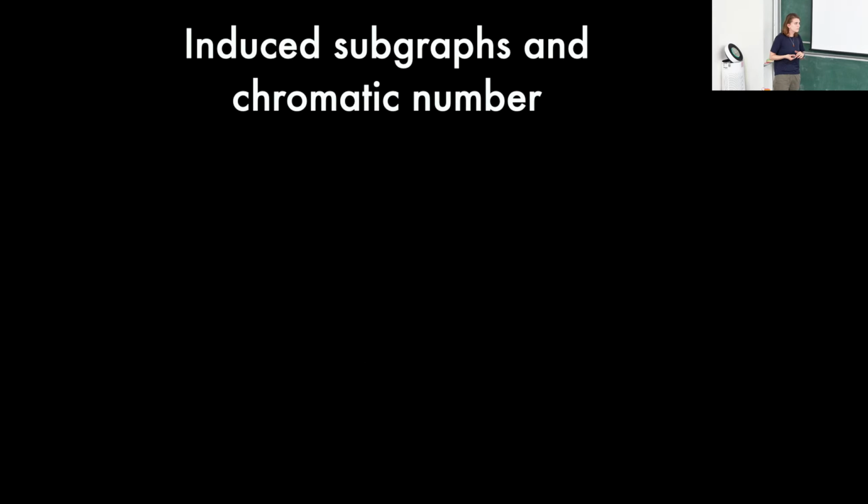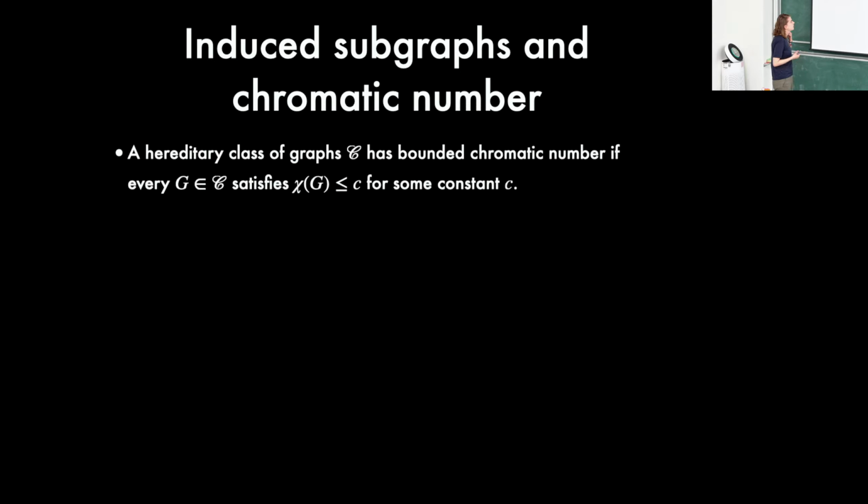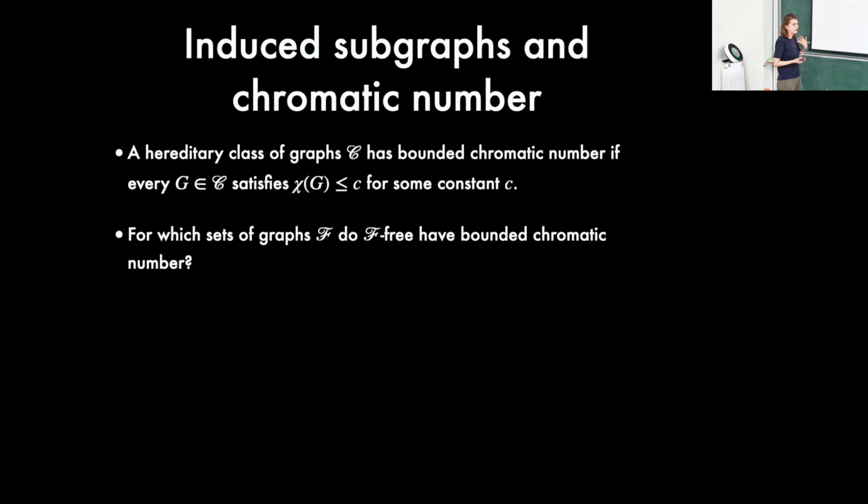I'm going to start off by talking a bit about induced subgraphs and chromatic number, which is the motivation for this. Again, we call it a class of graphs. We say they have bounded chromatic number if they are all C-colorable for some constant C, not a super surprising definition. And so we really want to know what are the induced subgraph obstructions to bounded chromatic number.